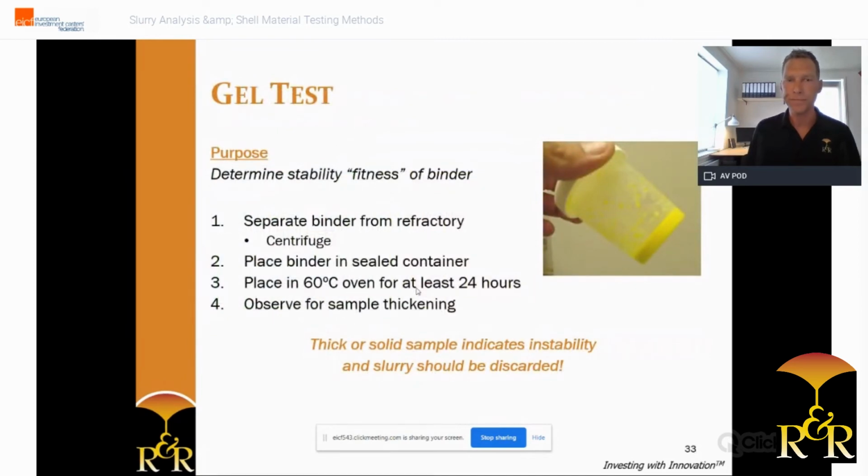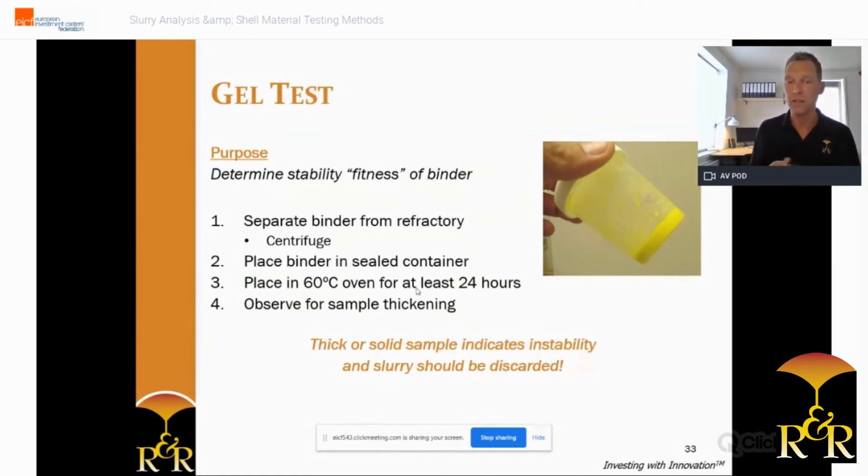The gel test. Well, the purpose of the gel test is to determine the stability or the thickness of the binder. It's an easy test because we just take some binder which we have centrifuged and we place it in the oven at 60 degrees C, and we're going to check after 24 hours if the viscosity has increased. I always compare this test with some sort of crystal ball. You can look a few weeks ahead to see if the binder is going to cause you any issues.